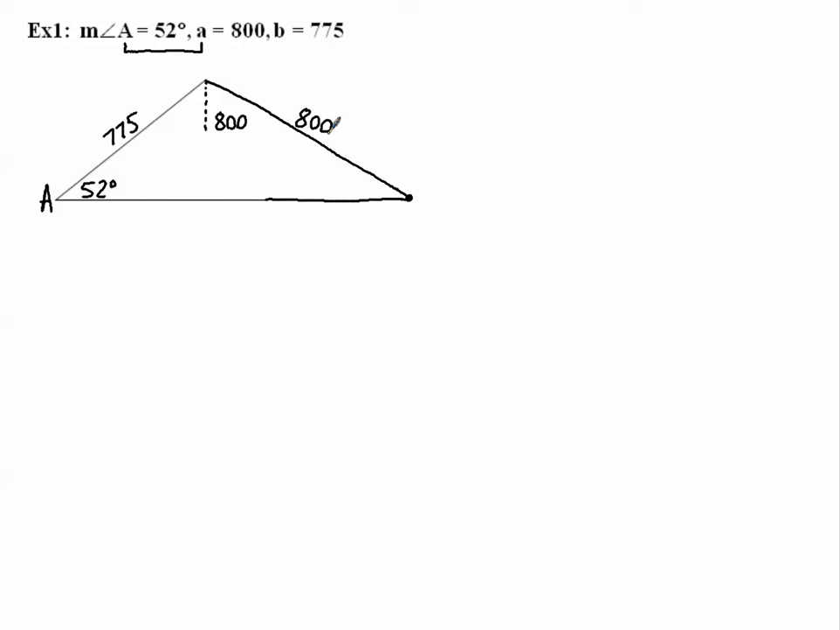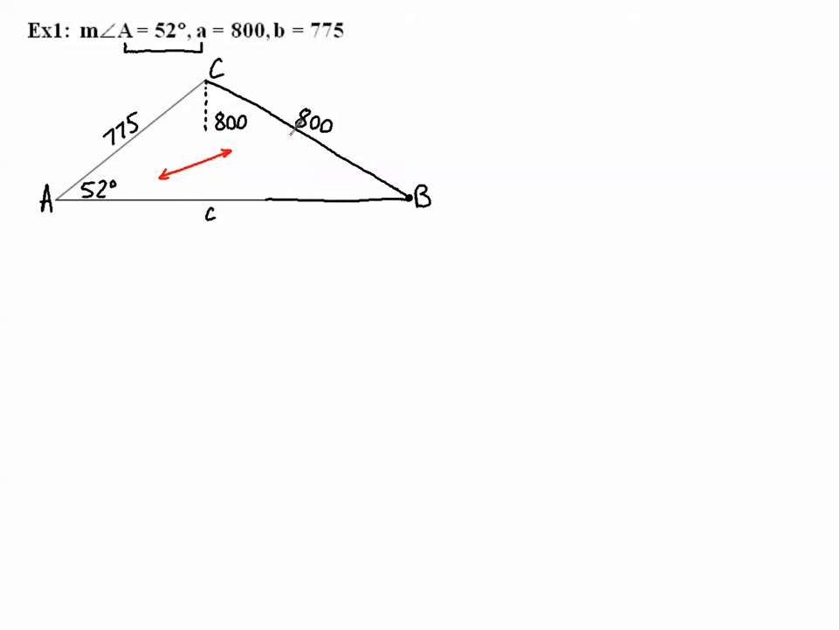Let's see what else we have. I know that since this is A, and that's angle A, this is B, so this must be angle B. And I imagine that we're talking about triangle ABC, so I'm going to put this as a C, and therefore we're missing side C. So now let's solve this triangle.